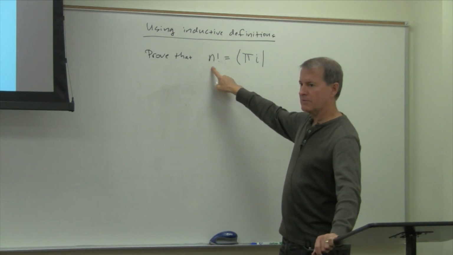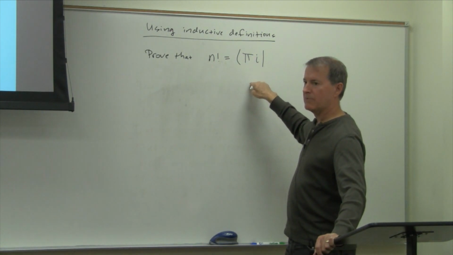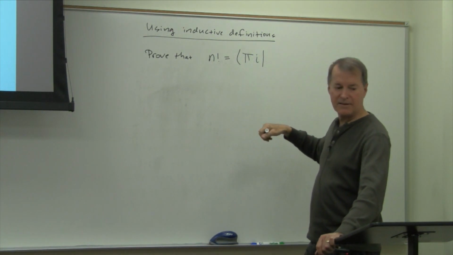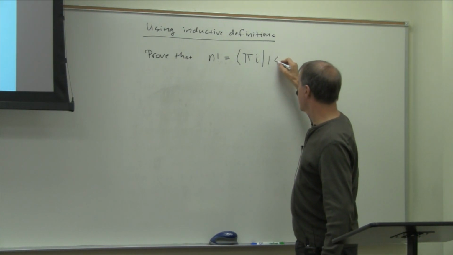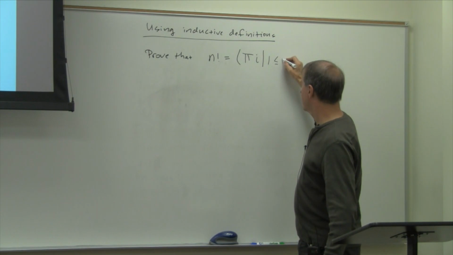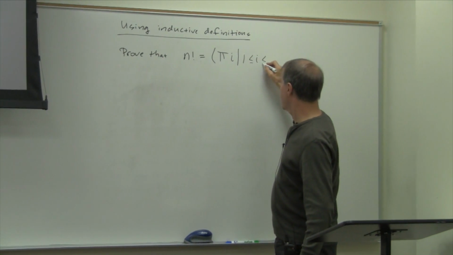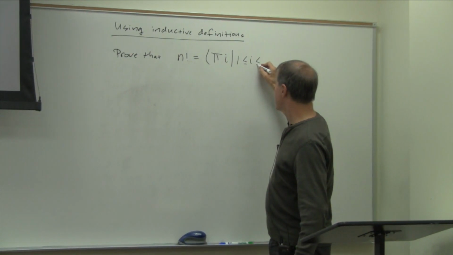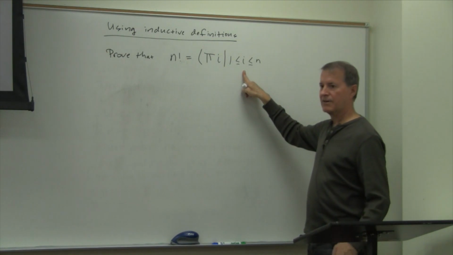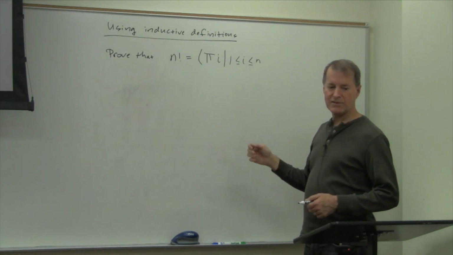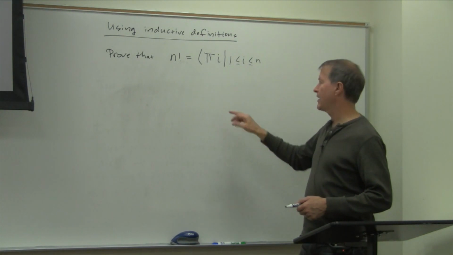We want this to be n factorial. Well, let's make it 1 and n. So this is 1 less than or equal to I, less than or equal to n. Now what are the possible i's here? 1 to n. Gotcha. 1, 2, 3, 4, 5.